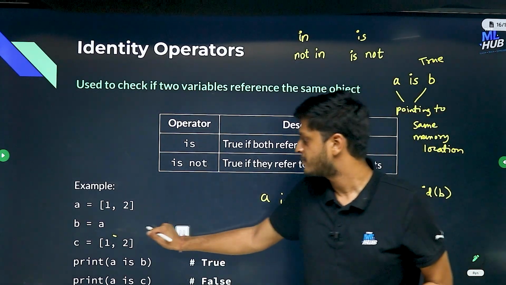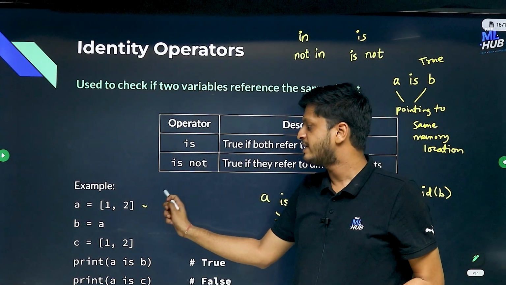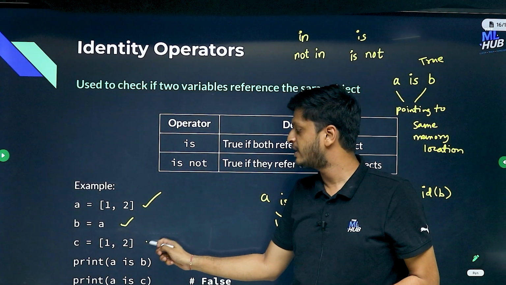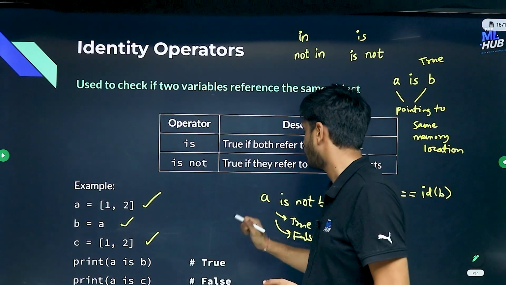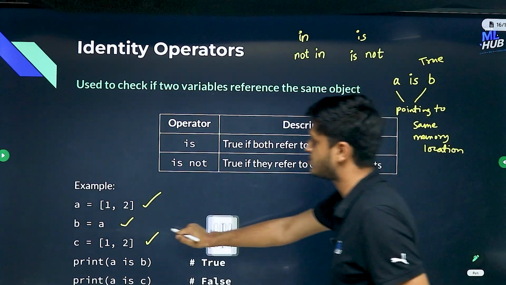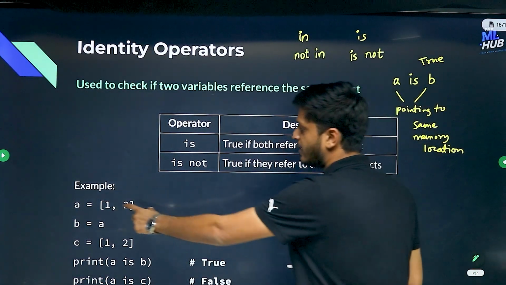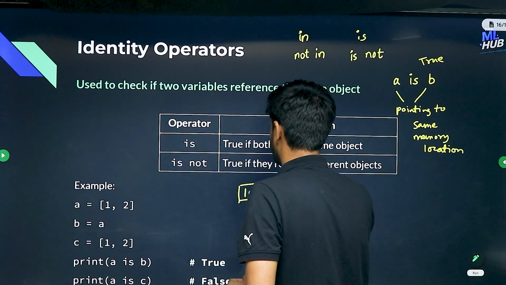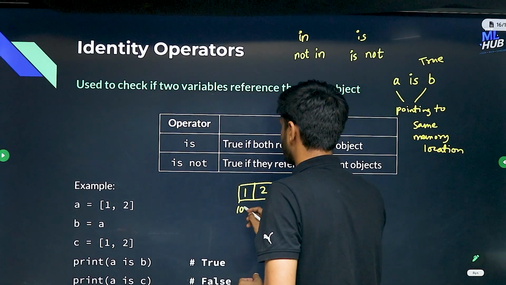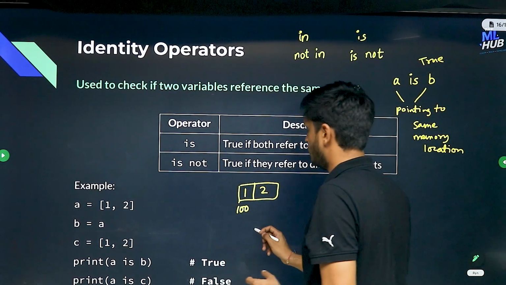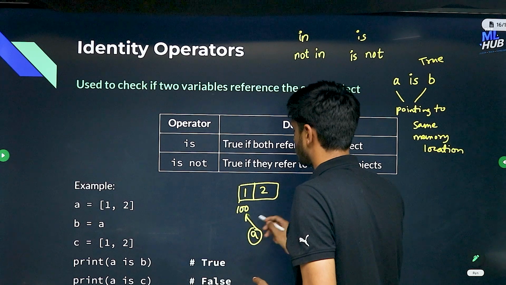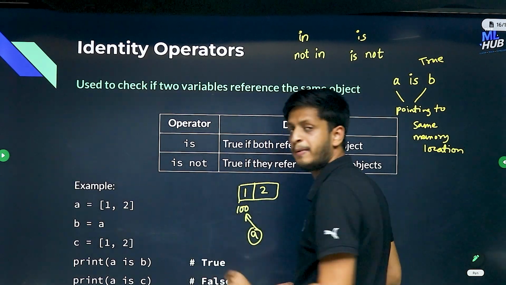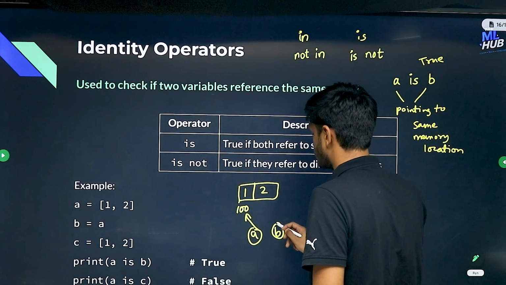Here is an example. A is pointing to a list containing 1, 2, and B is pointing to the same list, and C is pointing to another list. So let's try to draw it. What will happen if you run this piece of program? When you run A is equal to a list containing 1, 2, a list containing 1, 2 will be created in memory. Let us say it is present in memory location 100. Okay, and A will be pointing to this. Now when you say B is equal to A, it means the address of A will be copied to B. So B will also point to the same list.